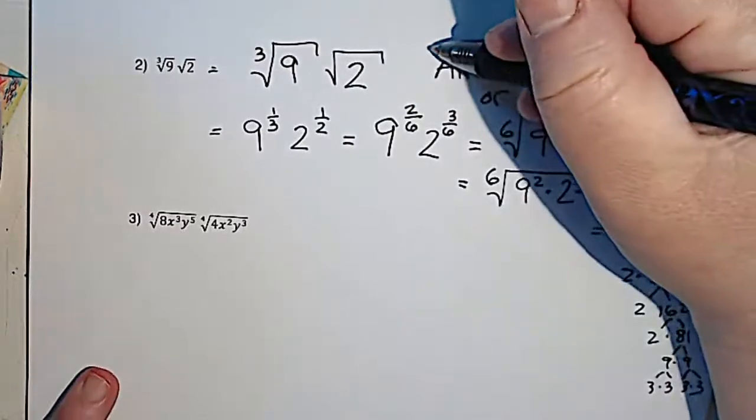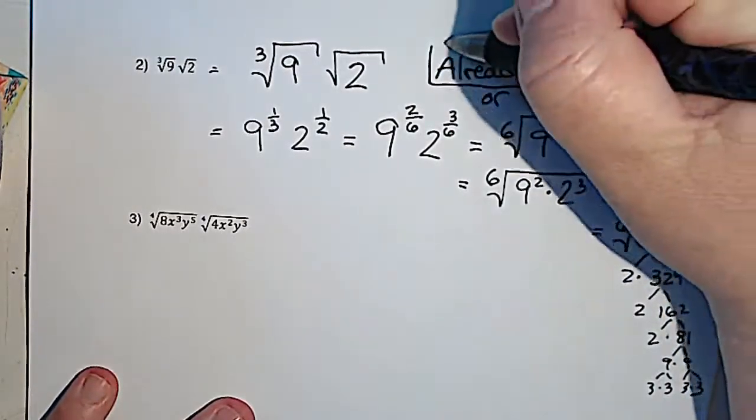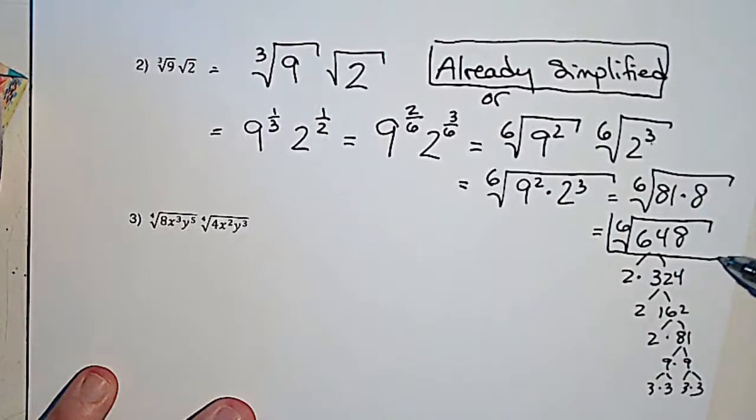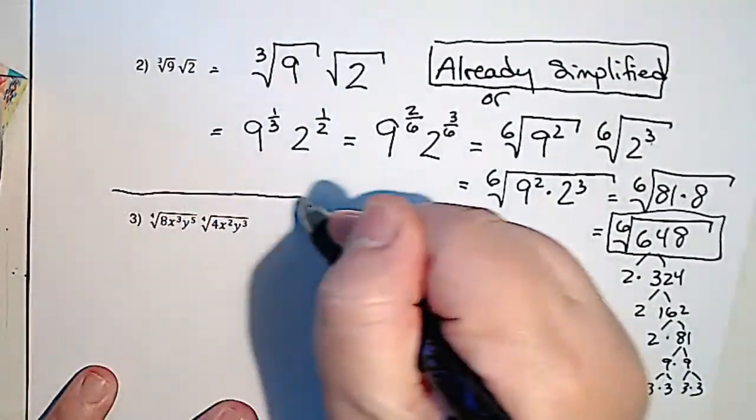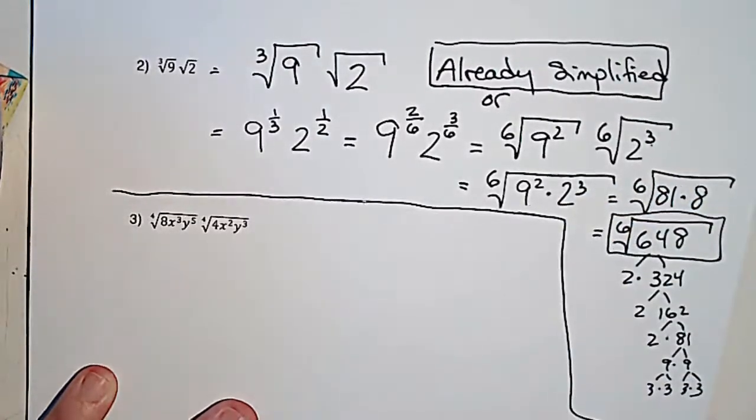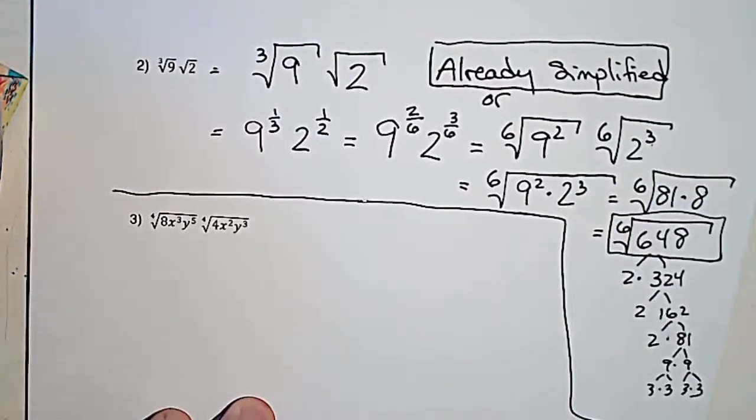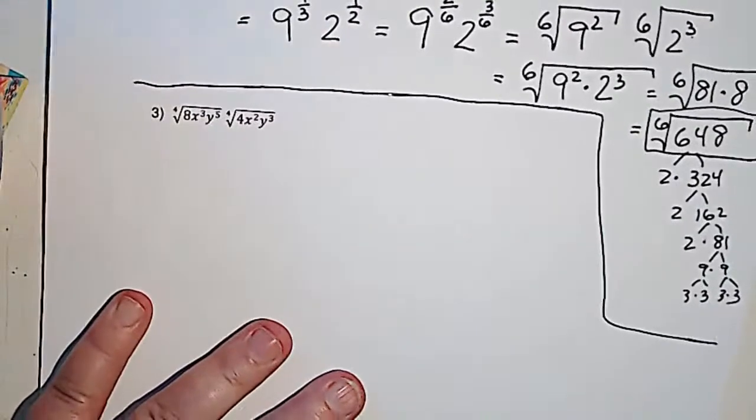So there are 2 possibilities. Either we're going to say it's already simplified, or we're going to say it's this bad boy. And it just depends on the setting. You have to talk to your instructor and figure it out. There are 2 options. Okay, but number 3.